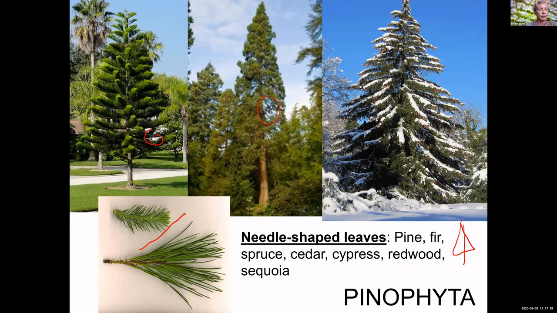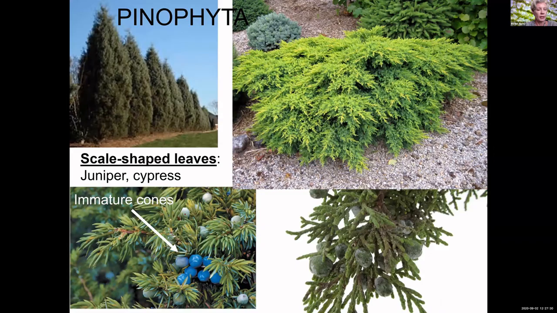The other kind of body form in the pinophytes have scale-shaped leaves. So they have overlapping like the scales on a fish. They do form these sort of twig-like shapes, but if you look very closely at them, they're not needles. They have more of a scaly-looking surface. So these kinds of plants are also very common in San Diego area landscaping, and they are things like junipers or cypress plants. And many of them are shrubs rather than trees.